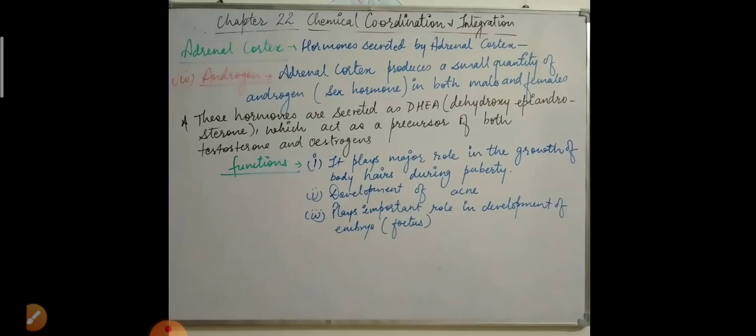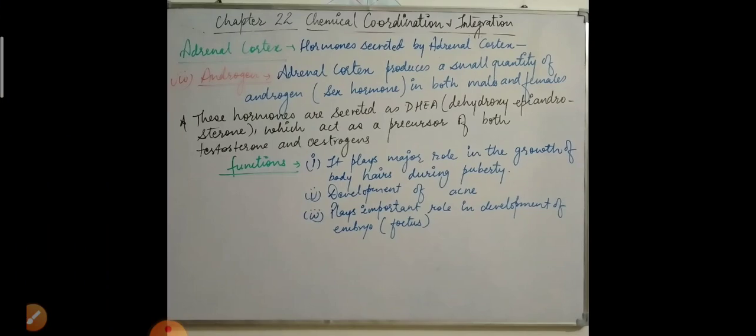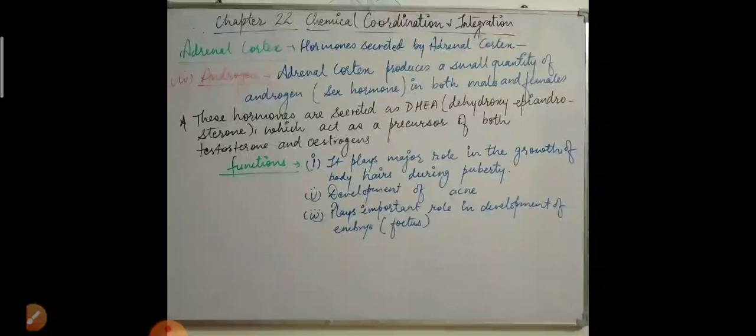Next, we discuss the third hormone, androgen. Androgen hormone is also secreted from the adrenal cortex, and it is produced in a very small quantity. This is called a sex hormone in both males and females. Androgen hormone is produced in a very small quantity in both male and female, and these hormones are secreted as DHEA, that is dihydroxyepiandrosterone.